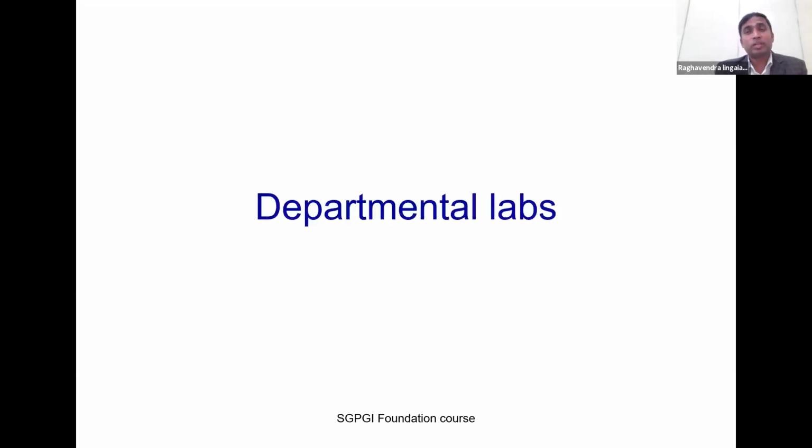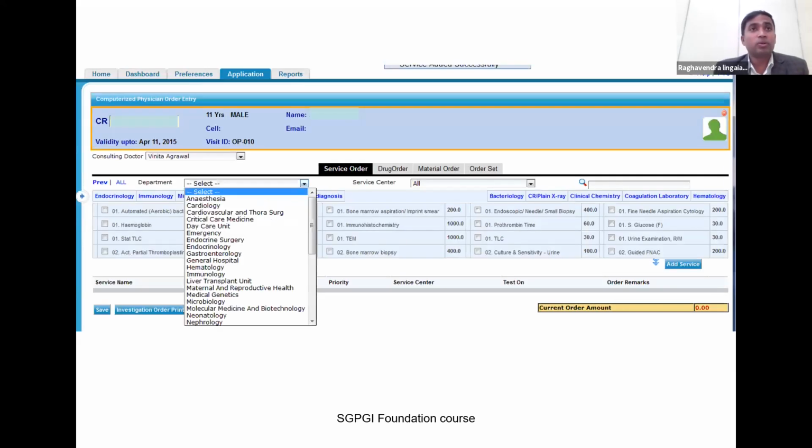Before going to the sample collection and how to transport it, let's briefly look at this web page, which I think by this time you must be well versed with. Those from the non-clinical side might not know it. This is a page in which you are going to raise an investigation request, and here you can see department.